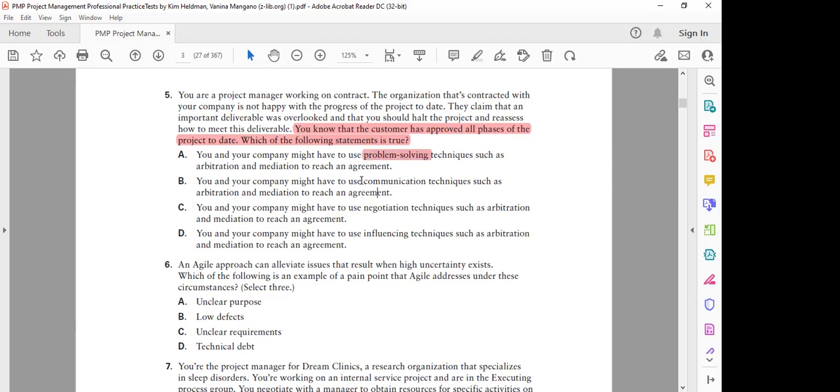Is it related to communication? Everything is approved up to date. So it means there is no problem in communication, right? So it cannot be the communication technique. Are we trying to influence someone? Will you influence your sponsor or the customer in any situation? No. Never, right? Remaining is negotiate.